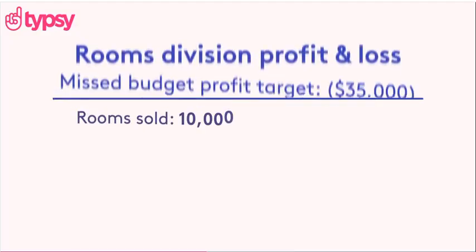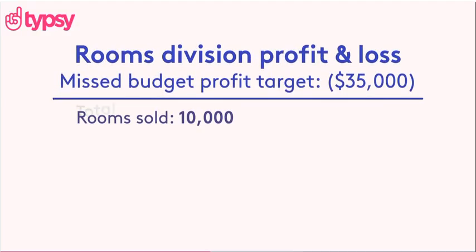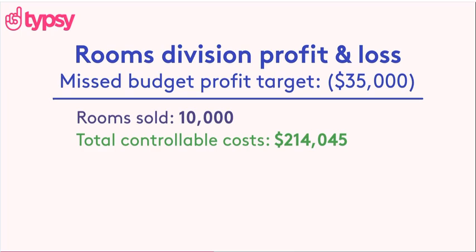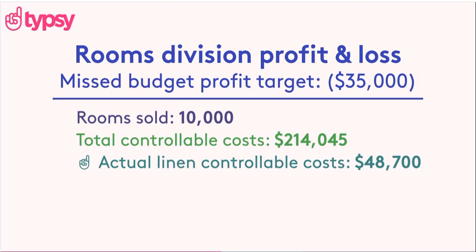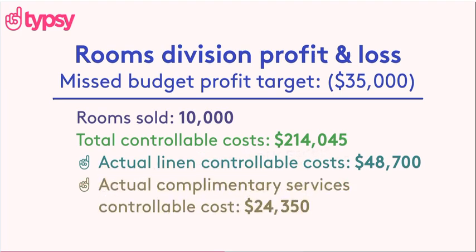Let's have a look at rooms department profit, which missed the budget target by $35,000. Now in this example, to hit the budget profit target of $1,830,000, we have to increase sales or decrease costs. The easier option is to decrease cost. So we'll review a few of the controllable costs and see what effect this will have on the department's profitability. In our example, we sold 10,000 rooms with total controllable cost of $214,045. Two key costs are linen laundry at $48,700 and complimentary services at $24,350.